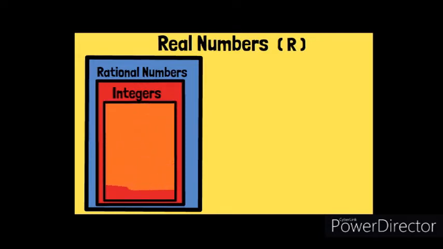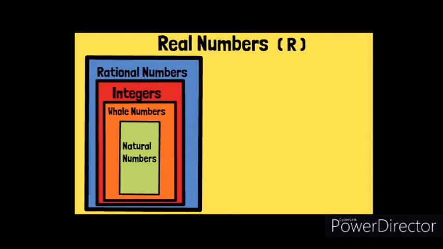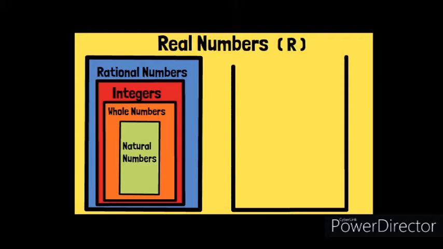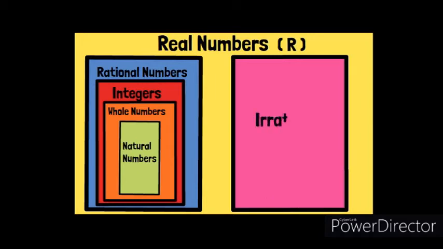One group is included in the next. So for example, natural numbers are included in whole numbers, which are included in integers, and integers are included in rational numbers. The other group is irrational numbers. Rational numbers and irrational numbers make up real numbers.